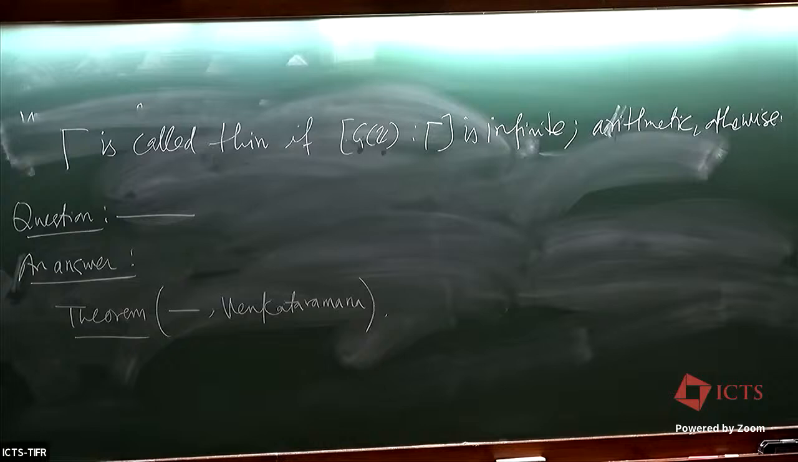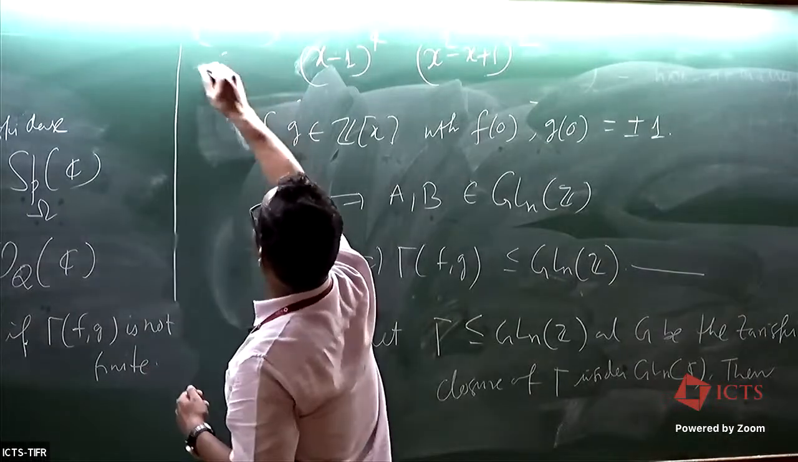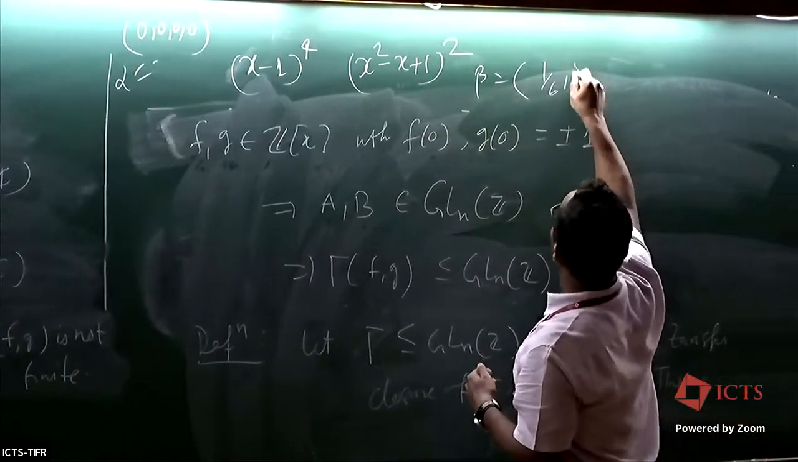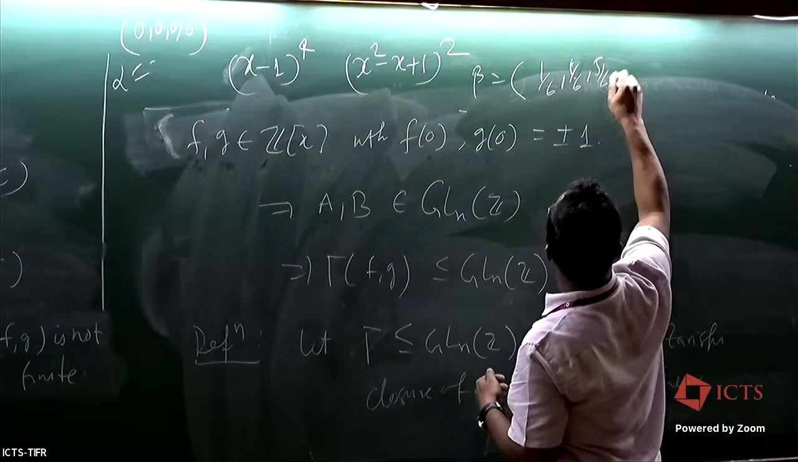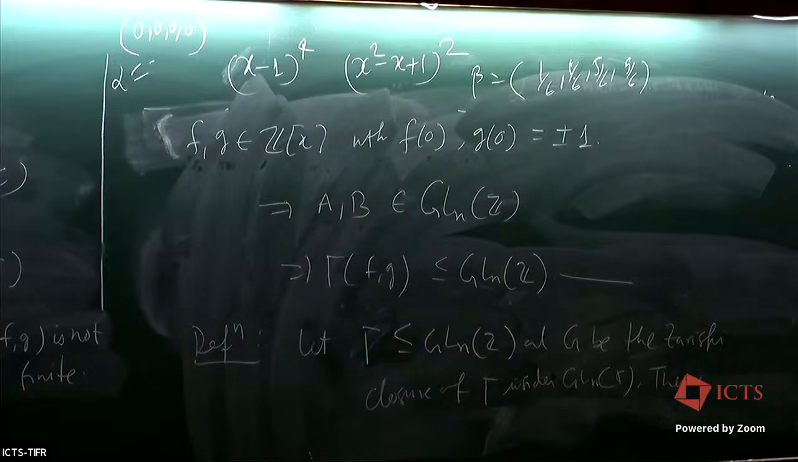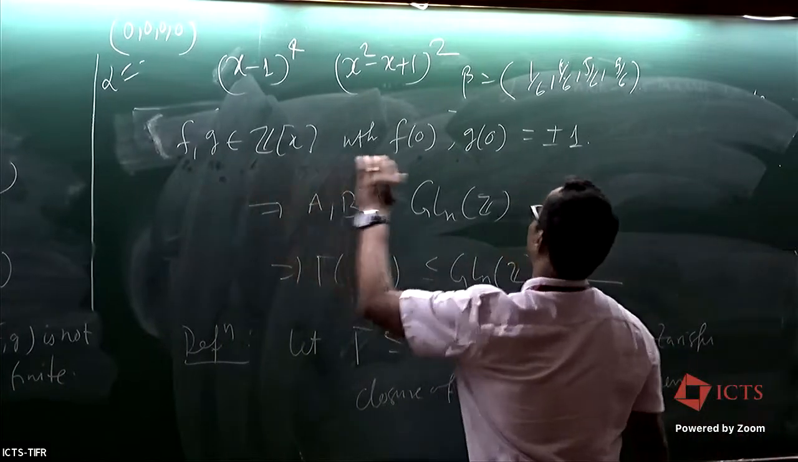For example, if I consider f and g both as products of cyclotomic polynomials, then the self-reciprocal condition will be taken care of, and this integrality also. Like for example, I can take f as (x minus 1) to the power 4 and take g as x square minus x plus 1. Right? So here I know that it corresponds to 0, 0, 0, 0 for alpha, and here beta is the sixth root of unity, like 1 by 6, 1 by 6, 5 by 6, 5 by 6. This is the corresponding alpha and beta. So a lot of examples one can construct for such f, g.